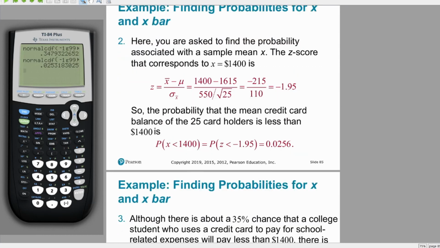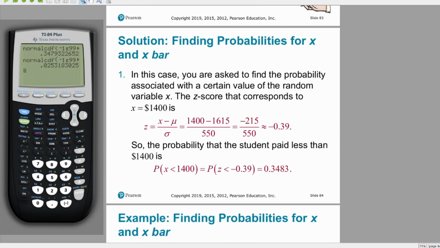and now we get a probability of about 2.5%, which is to say it's considerably more unusual to get a sample mean that far away, that low in this case, than just getting a single value that is that low.